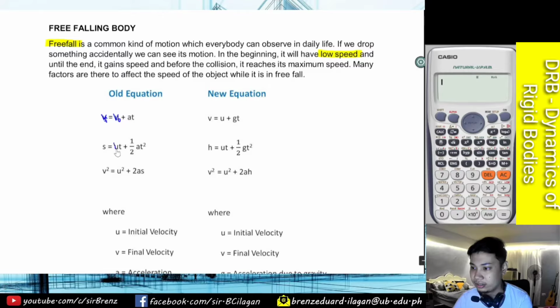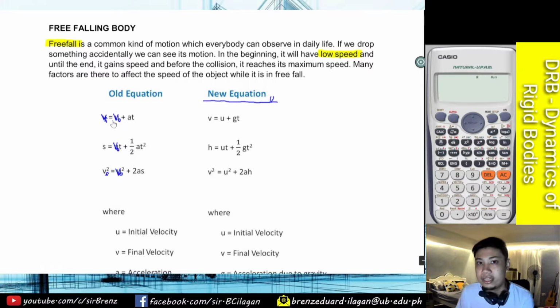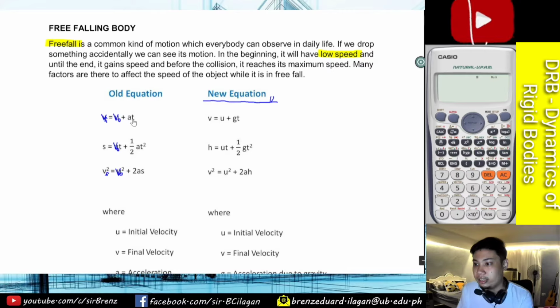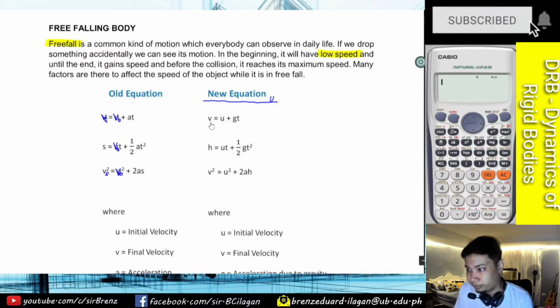So this is the final velocity, and then ito initial. Ayan, so ito initial velocity, and then ito final. Okay, nandito rin pala sa baba, inilagay naman. Anyway, yung magiging new equation natin is ito na. Kamukha lang din naman siya ng mga equation na ginamit natin for rectilinear translation. Nangyari lang na napalitan yung ibang values dyan. So ito, final velocity pa rin siya. This one is initial velocity.